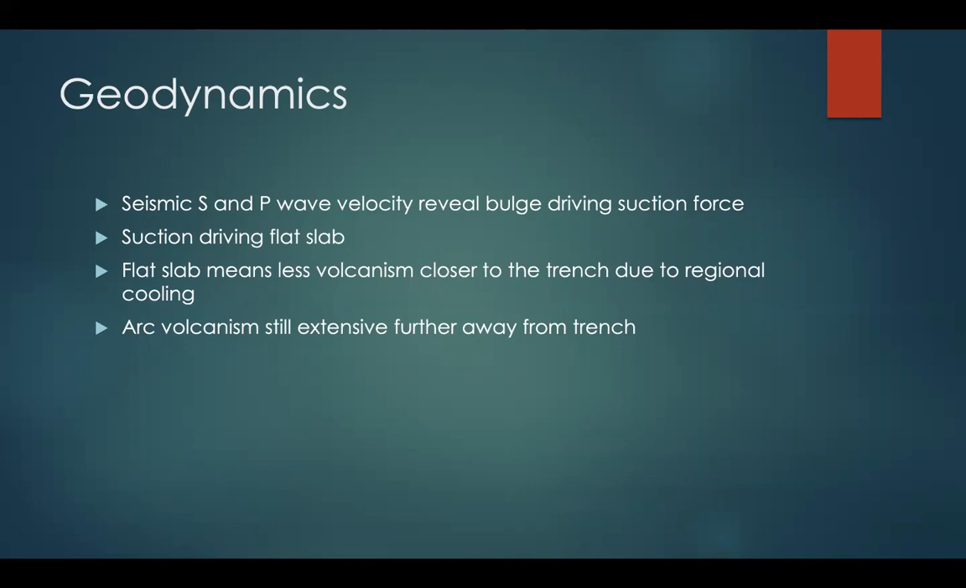These studies revealed a topographical bulge near the surface, creating an enhanced slab suction force. The slab is very flat, and the suction force is considered to be the driving force in its angle, as the plate's buoyancy by itself would not have been enough to maintain the flat position. The flat slab angle has also meant that there is less mantle influx above the slab, resulting in regional cooling, and as a further result, less partial melting, and also less arc volcanism closer to the slab.